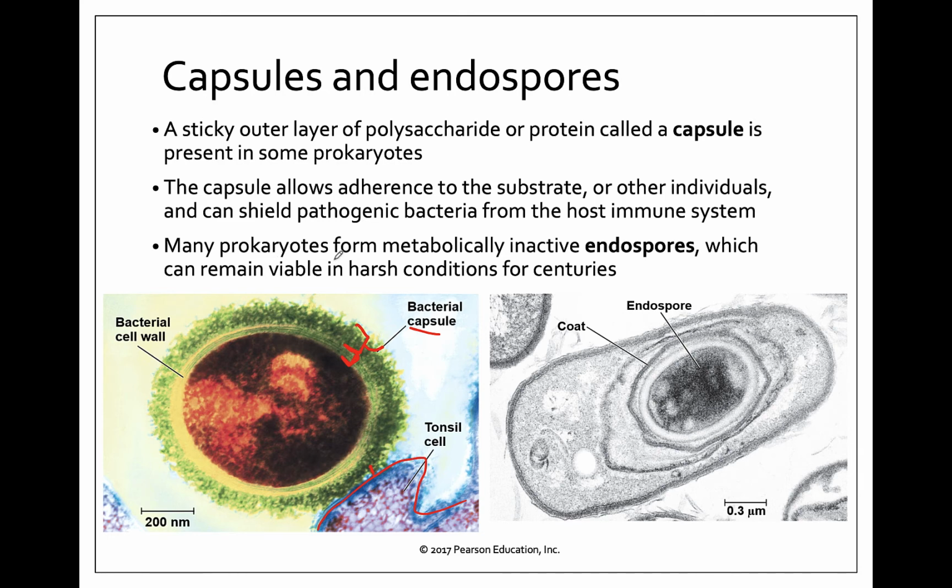Another example of structures in bacteria are called endospores. If you think of the word endo, that means inside. And then a spore is just a small, dense object. So here's the actual bacterial cell on the outside here, and then in here, we've got this dense endospore.